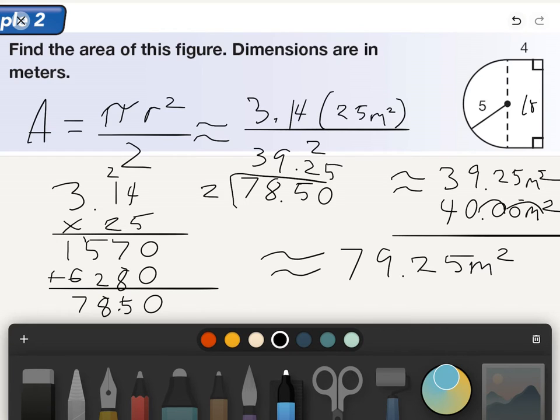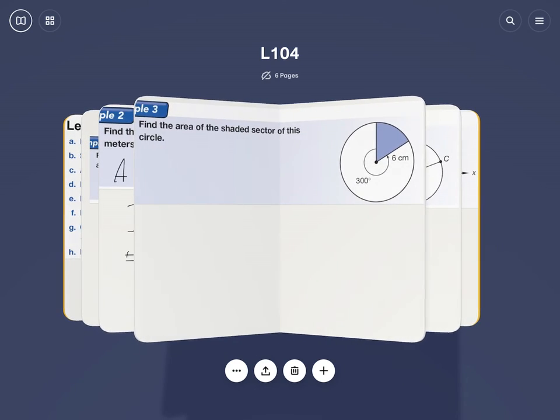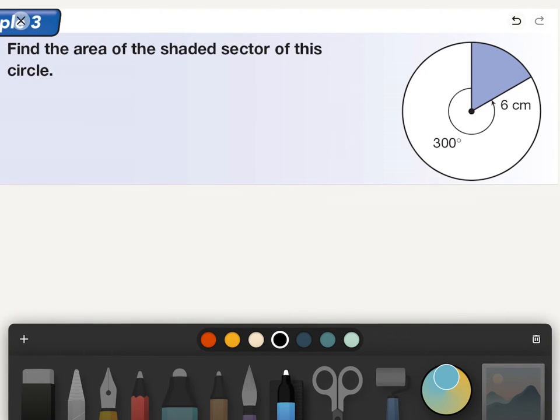So, this next one's interesting and also very satisfying. There's a couple different ways you can look at it. They made this one really simple just to demonstrate something you could do, but there is definitely also a shortcut to it. So find the area of the shaded sector.